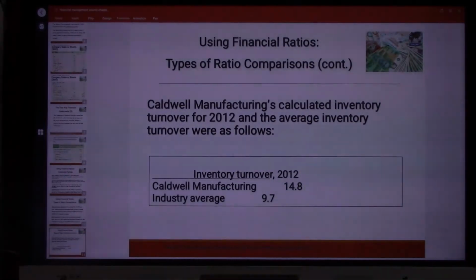This is why it's not only a matter of calculating the financial ratio, but you must compare it either with your competitors, such as using benchmarking, or with the industry average, which is a certain type of cross-sectional analysis, and based on such a comparison, you could determine whether this ratio is good or bad.